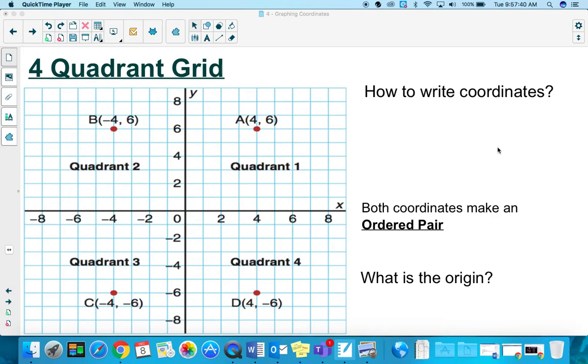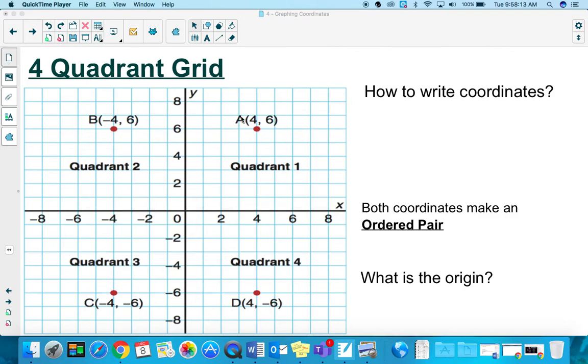The next thing we're going to look at are the coordinates, so the actual dots that we're going to be placing onto our coordinate grid. So here's our example. We have our coordinate grid again, the same one as before, and you'll notice that we just labeled the different quadrants. So when you put your X and your Y axis in there, it makes quadrant 1, quadrant 2, quadrant 3, and quadrant 4.